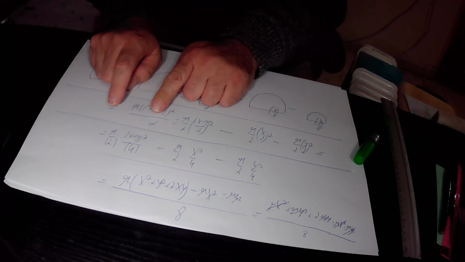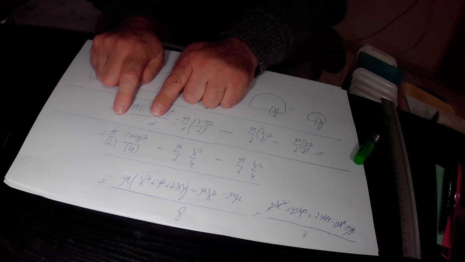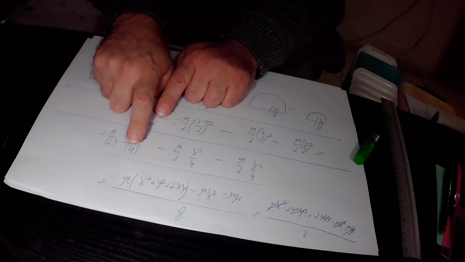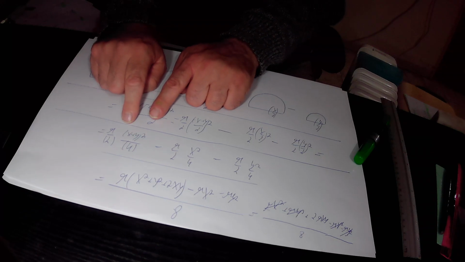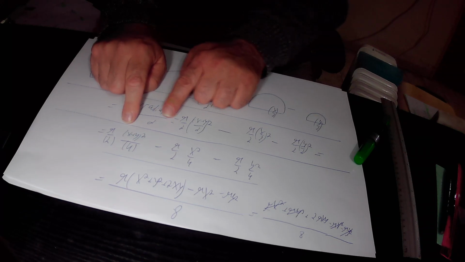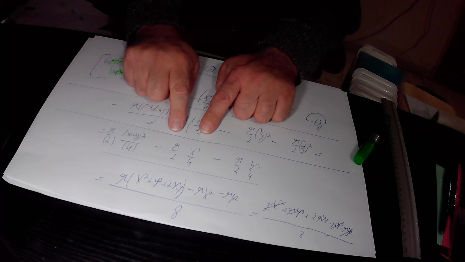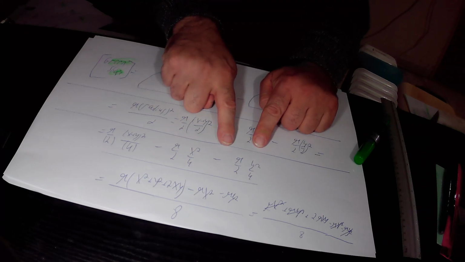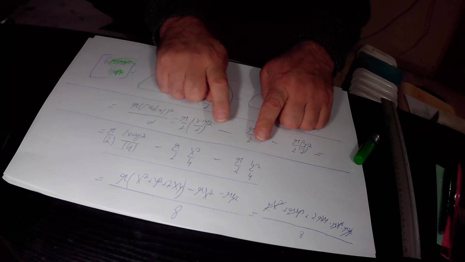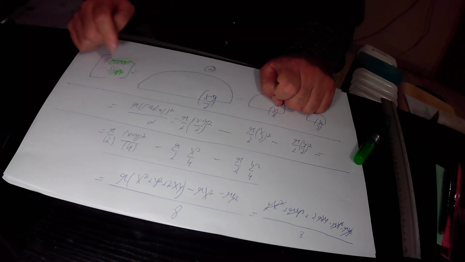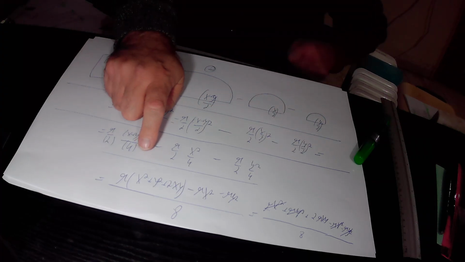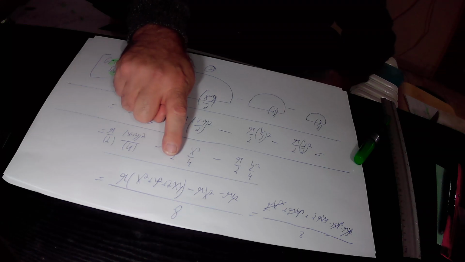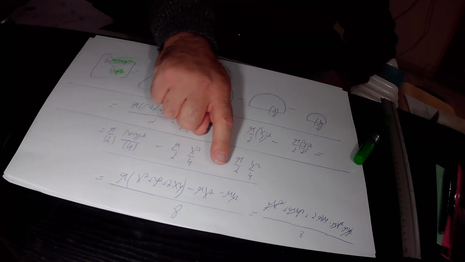In the numerator of the first expression we have pi times x plus y squared. X plus y squared equals x squared plus y squared plus 2 times x times y. Minus, in the numerator of the second expression we have pi x squared, and in the numerator of the third expression minus pi y squared. So the area of the green shape equals pi times x squared plus y squared plus 2xy, minus pi x squared minus pi y squared, over 8.